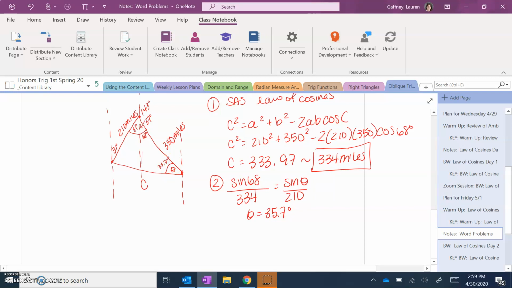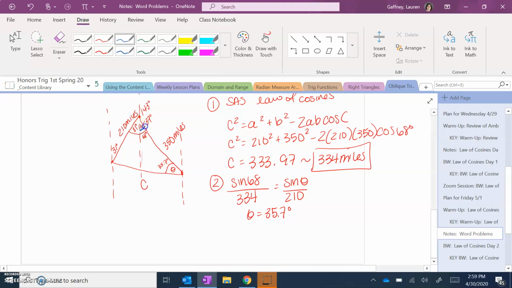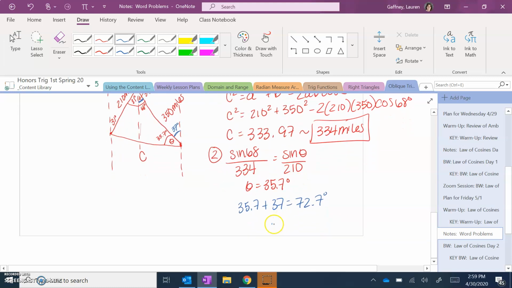But for the bearing, it has to come from the vertical, and it has to be between 0 and 90 if I'm going to do the whole north, south, east, west. So let's move some other values around. If this is a vertical dashed line and so is this, and this little portion right here is 37, then so is this portion. If I add those together, 35.7 plus 37 equals 72.7, which is between 0 and 90, so that's good. And that's from the north side, but on the west.